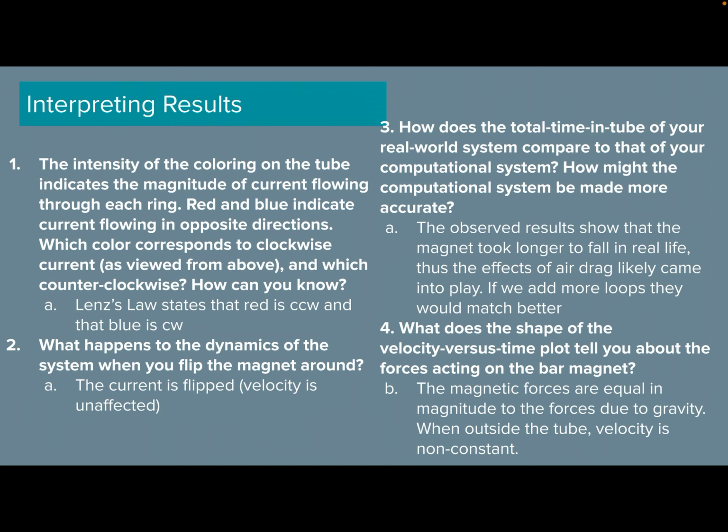What happens to the dynamics of the system when you flip the magnet around? Well, the current gets flipped. However, velocity is left unaffected. We ran the trial 5 times without really paying attention to the orientation of the magnet, and nothing really happened.